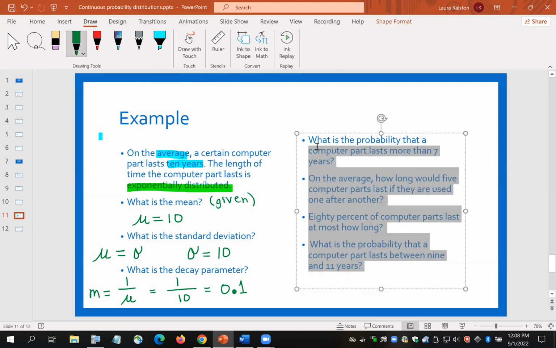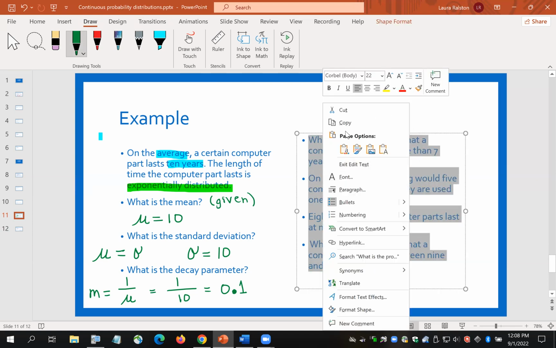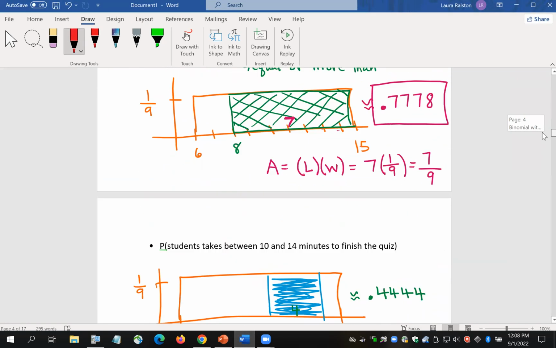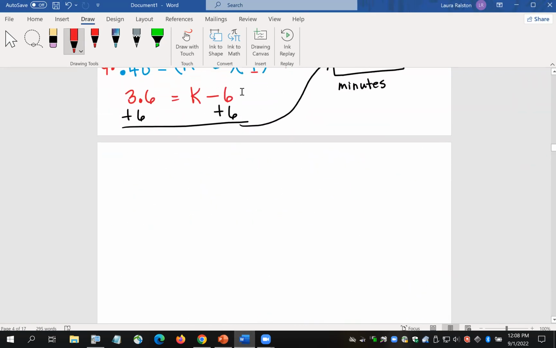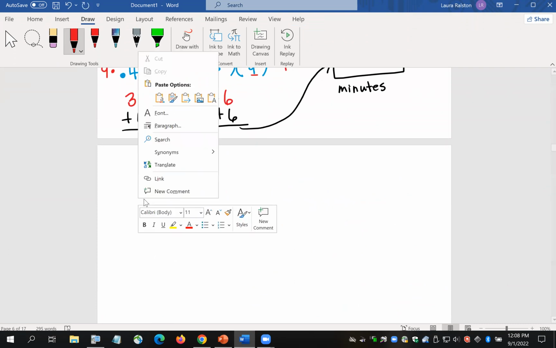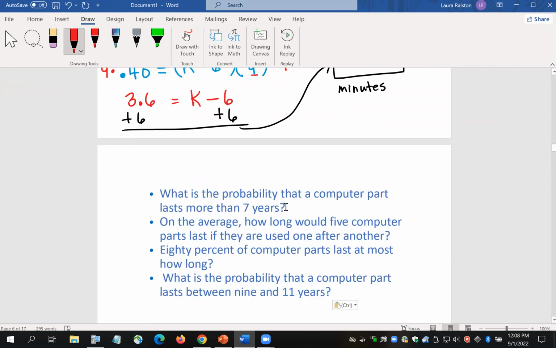All right. Then they ask you a series of questions related to that scenario. Okay, so I'm going to make us a note up here. We had a mean of 10, a standard deviation of 10, and our decay parameter is 1/10.